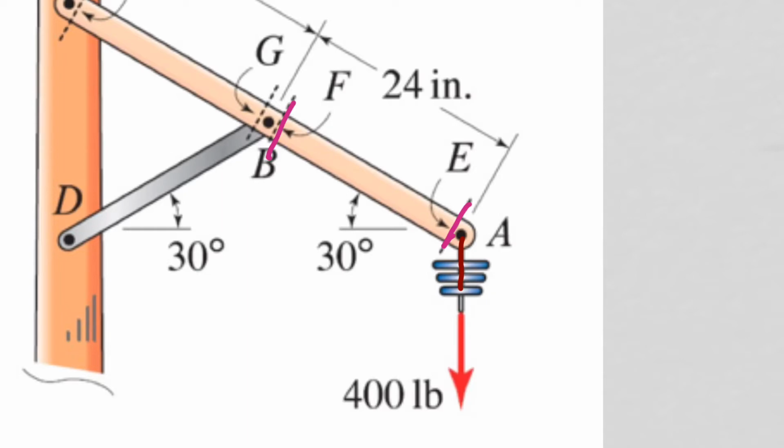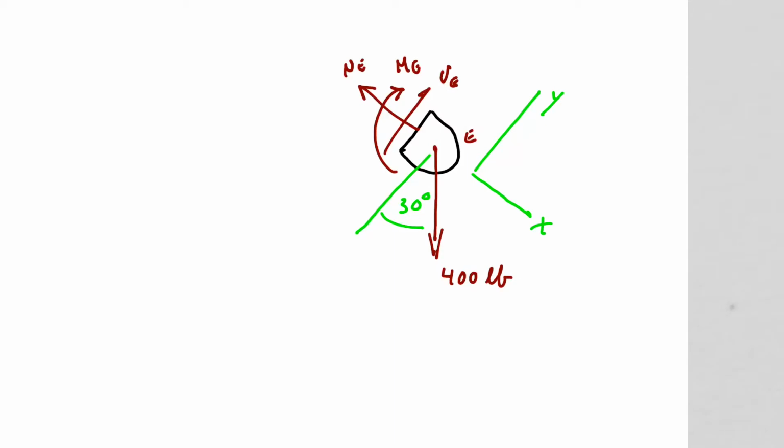So let's take a look at this problem. Let's take a look at cut E first, and then we'll take a cut at F. So let me draw the free body diagram for E. Okay, so here's the free body diagram. One thing I wanted to point out to you is how I created this diagram and what I decided to do.